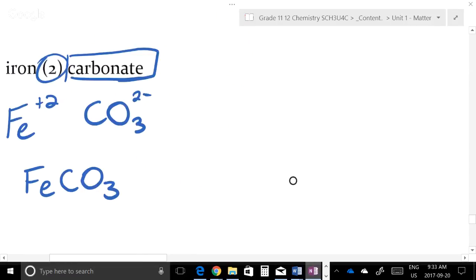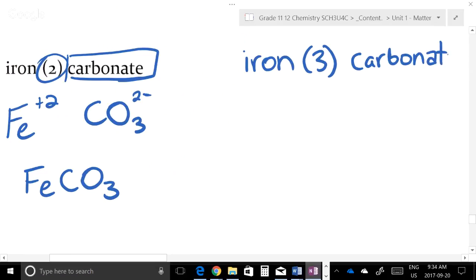I want to try, let's do here, I left you a bit of room. Let's do iron 3 carbonate, just to show how that would look different, if instead of using the iron 2 ion, we had used the iron 3 ion. Give that a try.